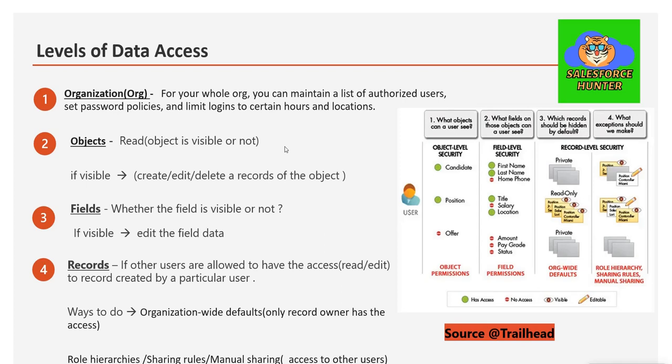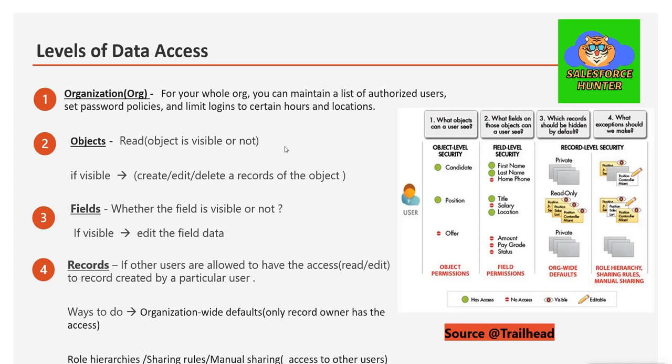Now when it comes to fields, the question is whether the field is visible or not. Basically, whether a specific field of an object is visible to the end user, meaning a user that has access to your org. Whenever I talk about a user, I mean only the users that have access to the org. Now if the field is visible, whether it is editable by the user or not.